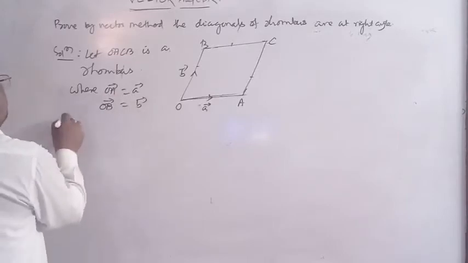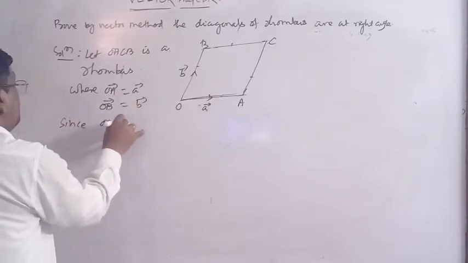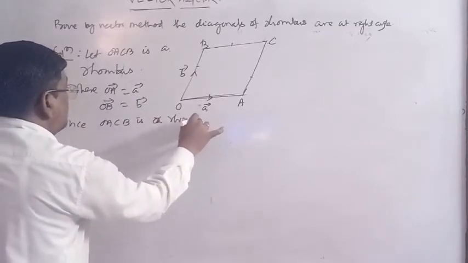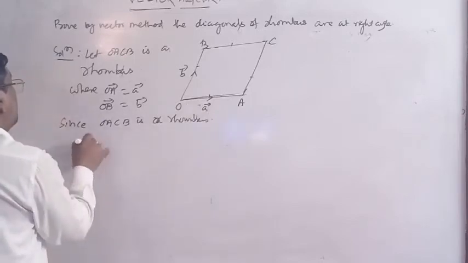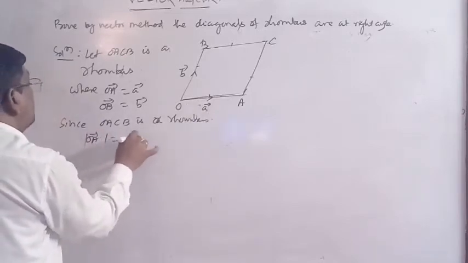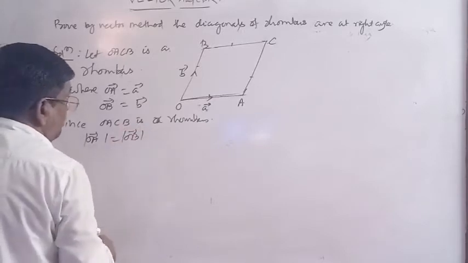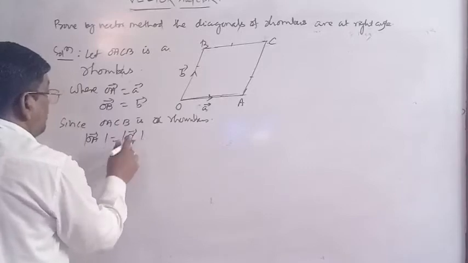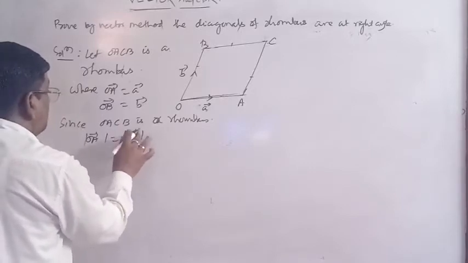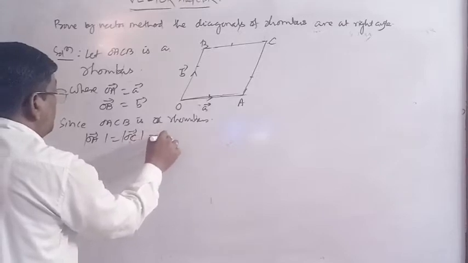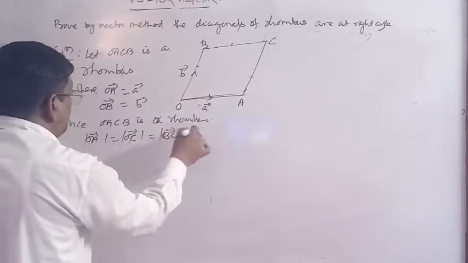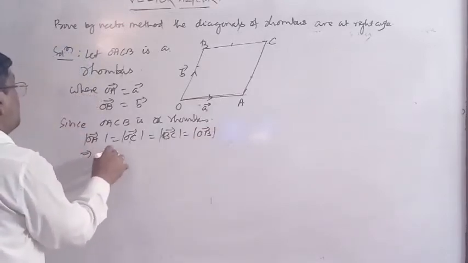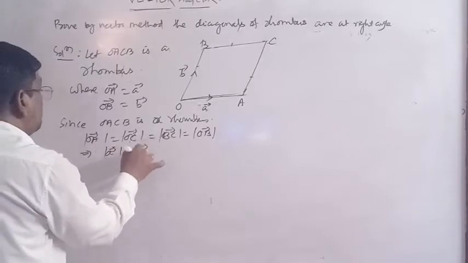But since OACB is a rhombus, therefore what? Magnitude of OA is equal to magnitude of OC is equal to magnitude of BC is equal to magnitude of OB. So that implies from this we get magnitude of A is equal to magnitude of B.